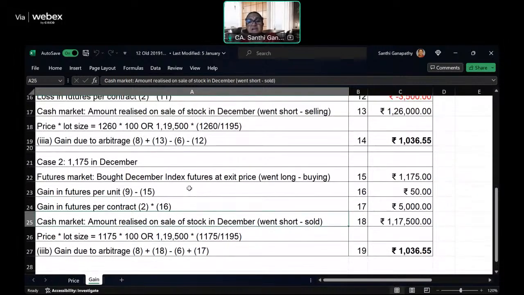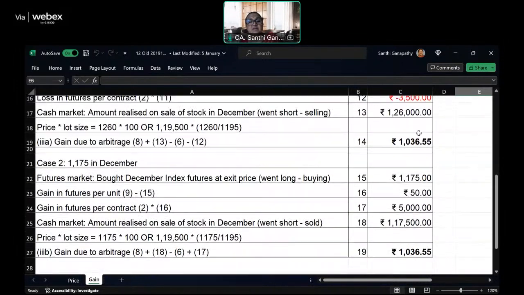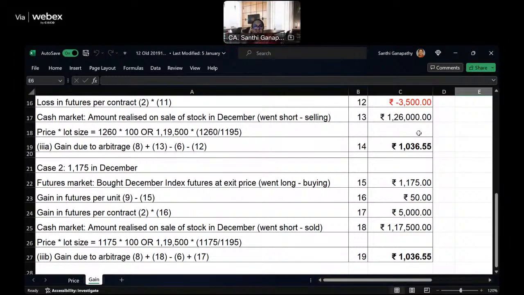Dividend received you got, cash market you have got, but loan you have repaid. Gain, there will be a cash settlement. If you undertake arbitrage, you will only have a gain. You won't have a loss. If you are a speculator, you could have a gain or a loss.